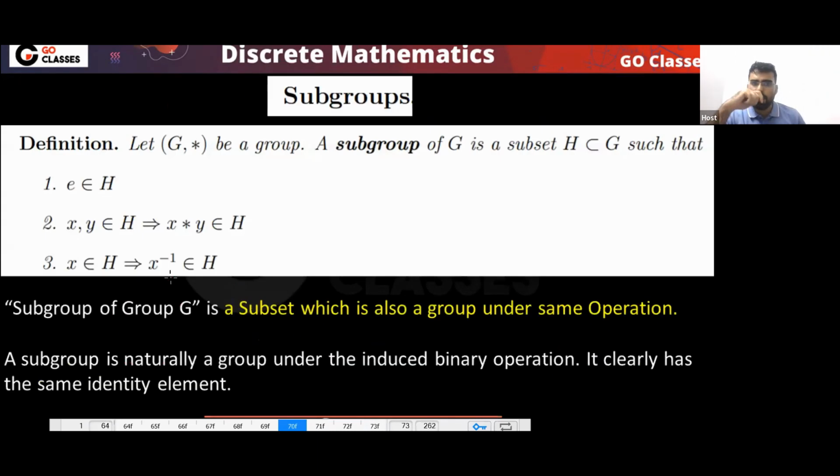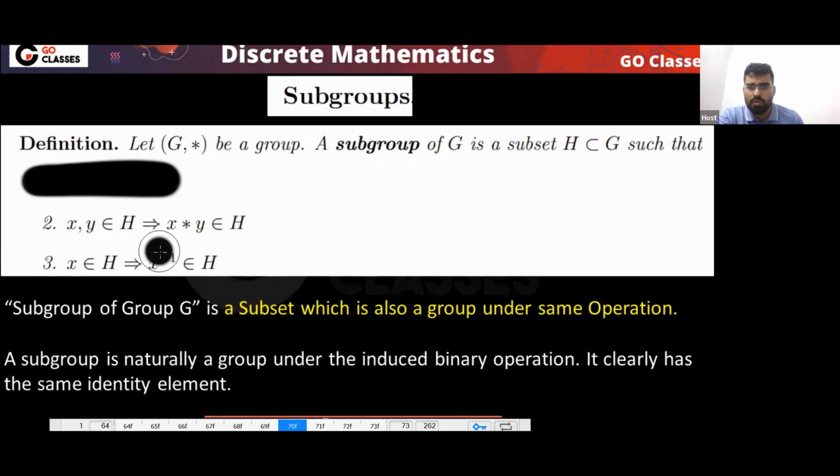Just tell me, actually one of them is redundant. Which is redundant? Of these three properties, one of them I can remove. I can remove the first one, because if I have inverse, because of property number 3, automatically property number 1 will be there. Yes or no? This property number 1 is redundant.